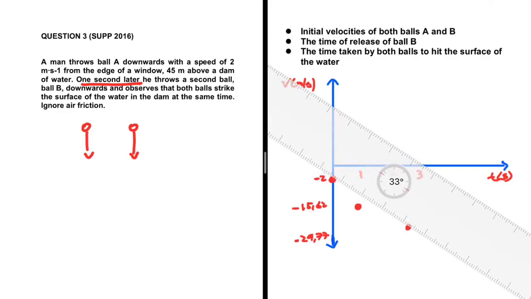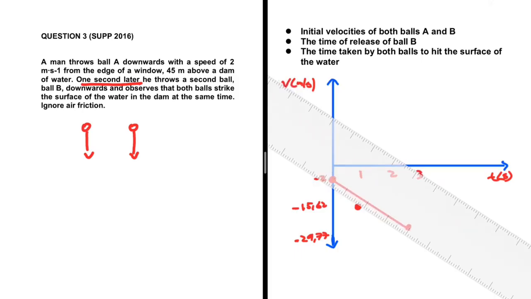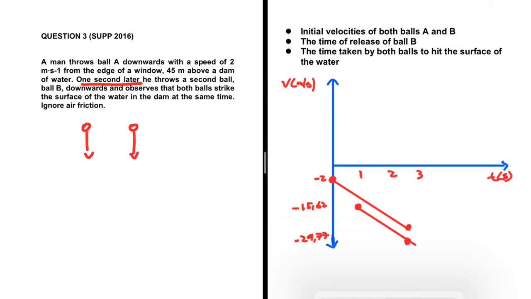So for ball A, we're going to have something like that. And then for ball B, we're going to have something very similar. They strike the ground at the same time, so the two graphs should end at the same place. Somewhere here is where the two graphs should end. So right, this is our velocity time graph.